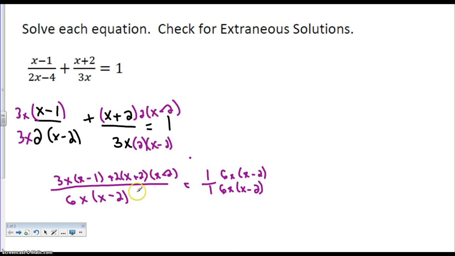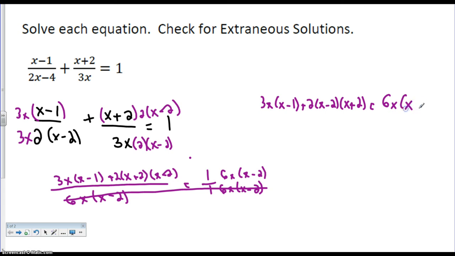Now, because these denominators are the same, the denominators cancel. So now I just have 3x times (x minus 1) plus 2 times (x minus 2) times (x plus 2) equals 6x times (x minus 2). So what I want to do is just solve this equation.